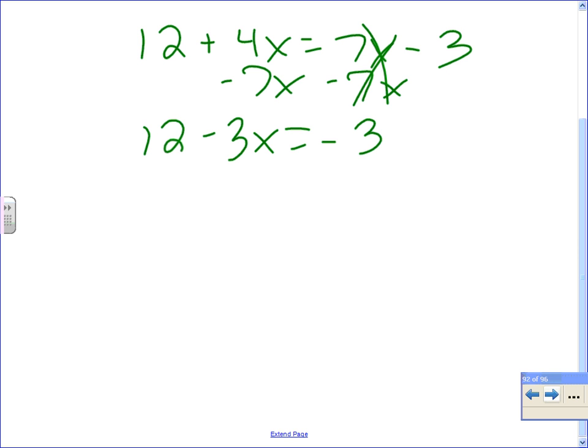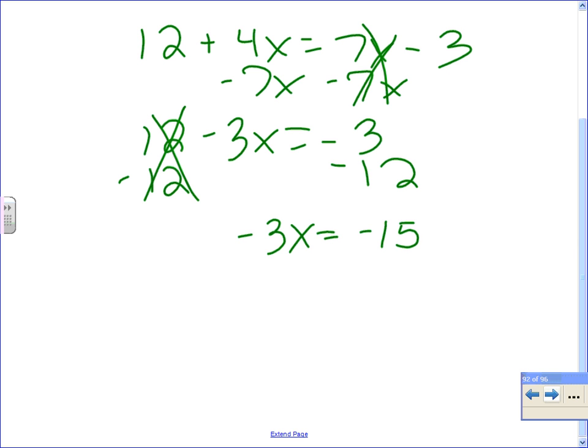Numbers to the right. Tia, how do we get 12 to the right? Minus 12 on both sides. Numbers to the right. Okay, cross that off. Negative 3x equals negative 15 because negative 3 minus 12 is negative 15. Jacob, next step. Divide both sides by negative 3. So Liam, the answer is x equals positive 5.